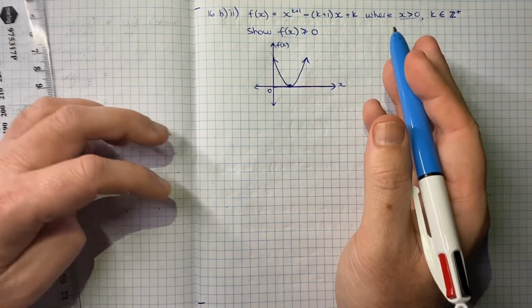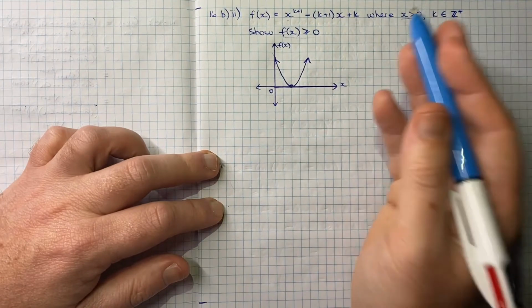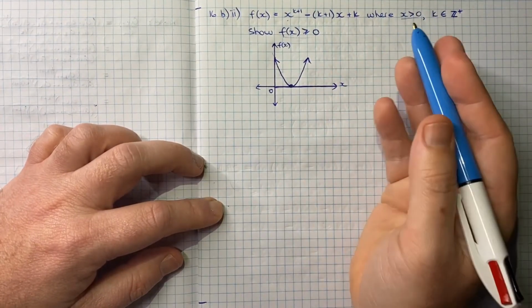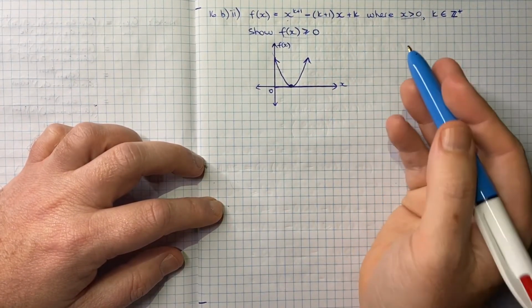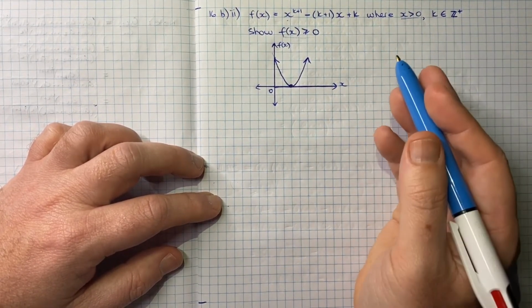So I think that's the process we can go through. We're just using very basic calculus. Find the first derivative to get the turning point, set it equal to 0, and then use the second derivative to determine whether it's a max or min.